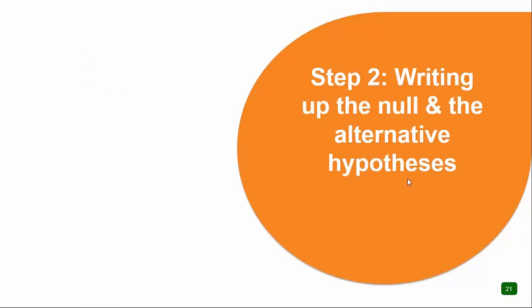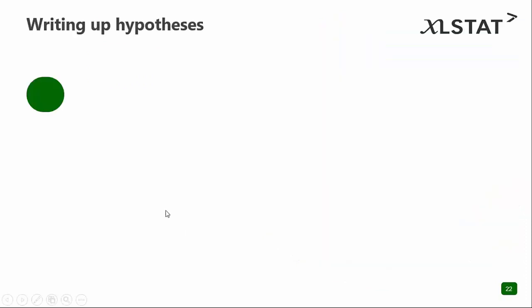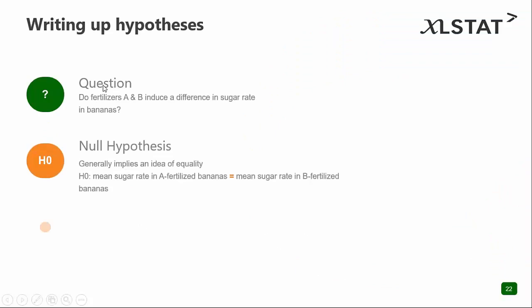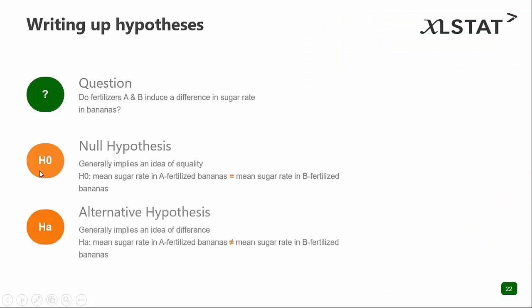Step 2, we write the null and the alternative hypothesis. So now we'll discover what those hypotheses are about. The null and the alternative hypothesis. Here's our question. First of all, the null hypothesis, also written as H0, generally implies an idea of equality. Here's the equal sign. In our case, we would write the null hypothesis this way: the mean sugar rate in A fertilized bananas equals the mean sugar rate in B fertilized bananas.